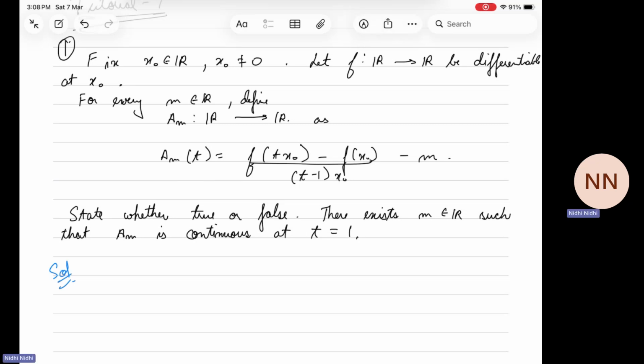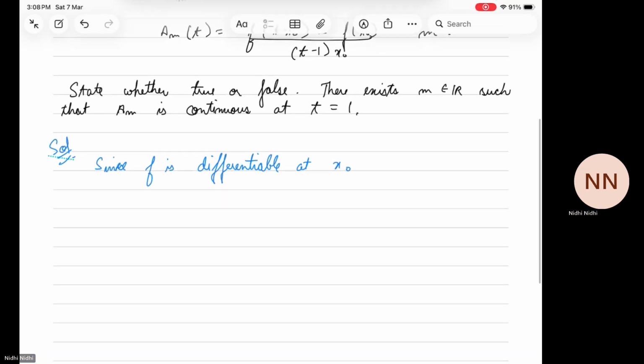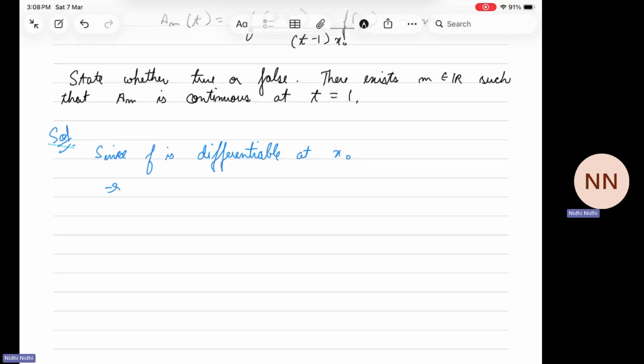Now, since f is differentiable at x naught, by the definition of differentiability, this implies that limit x tending to x naught, (f(x) minus f(x naught)) upon (x minus x naught) exists, and this is equal to the derivative of f at x naught.